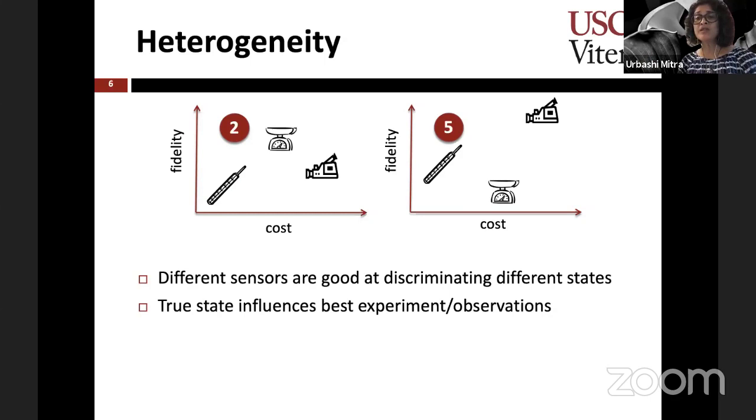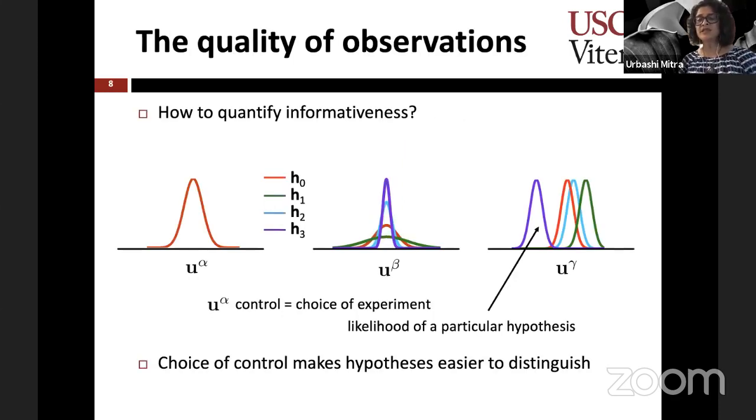An important point to also underscore here is that whatever is the true state clearly is going to influence what your best experiment or observation mode is. So this brings us to the question of how do we assess how good an observation is? So this picture is aiming to elucidate that to some extent. So imagine that we have 3 different controls. I'm going to call them U. And I have a series of hypotheses that could be true.